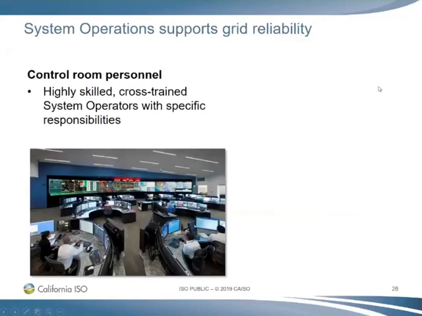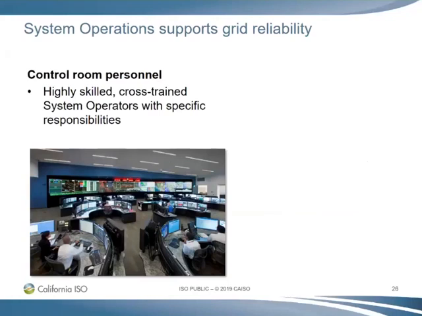So what is reliability? In short, it is all about keeping the lights on, and our system operations is at the forefront of this task. Our operators are responsible for maintaining the reliability of the grid by balancing supply and demand using various resource types.